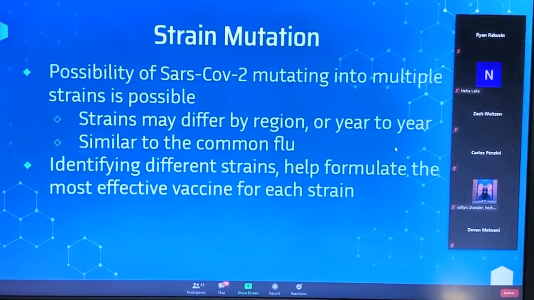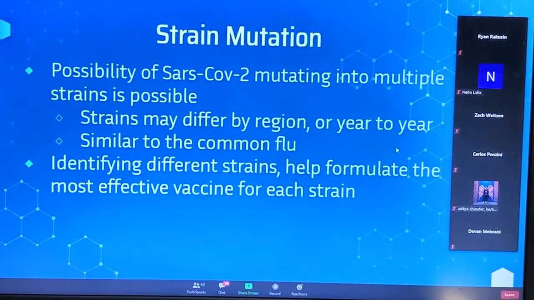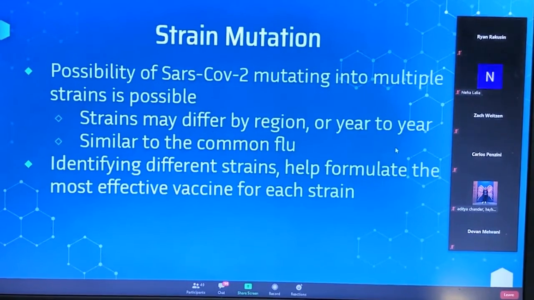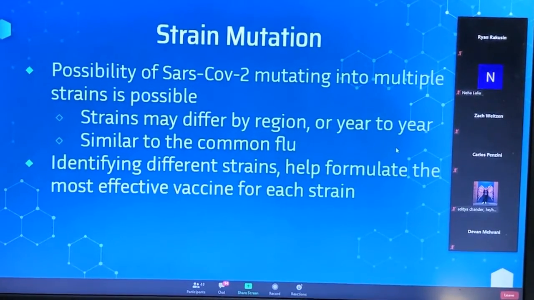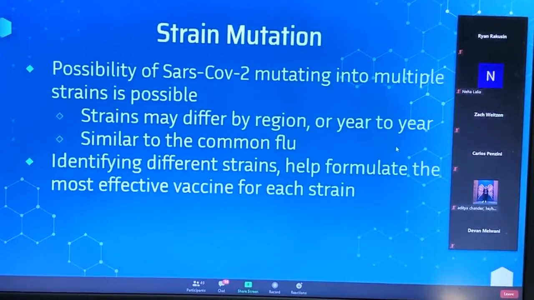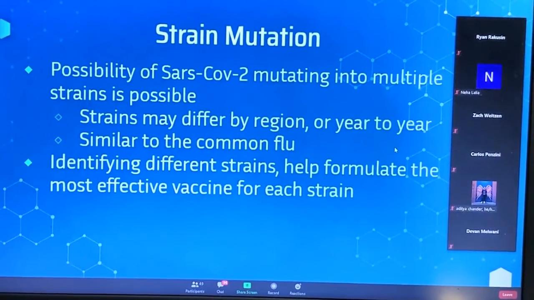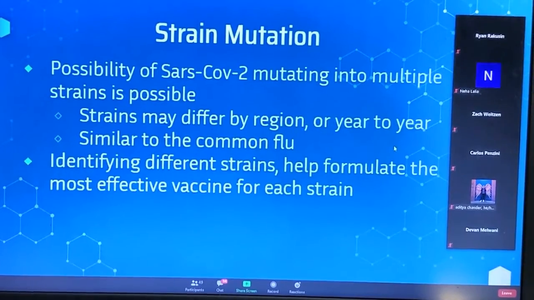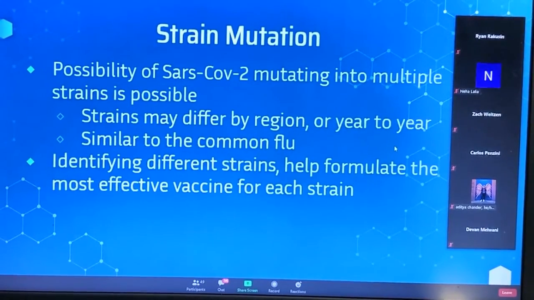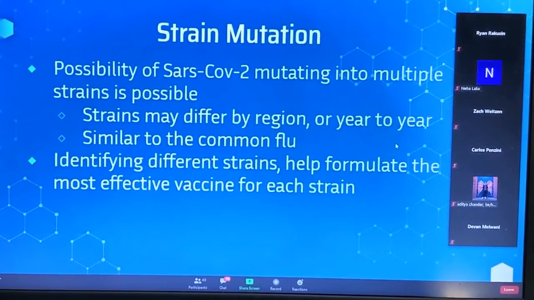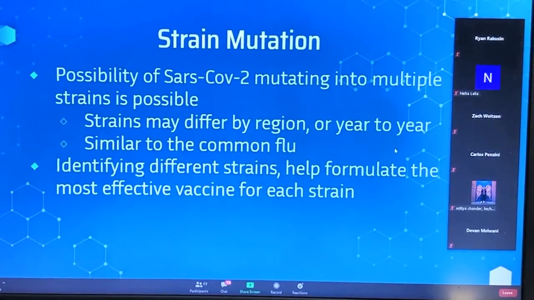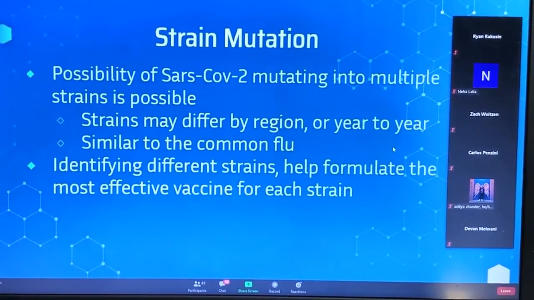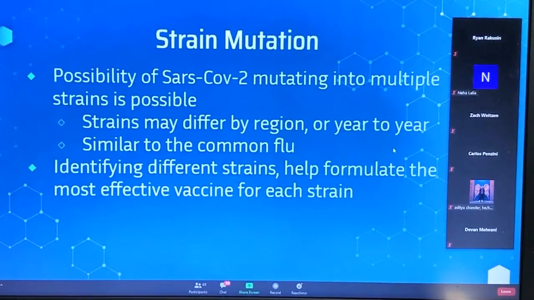The second would be to understand strain mutation. And with any virus, it's very possible that the virus mutates into multiple strains. And these strains may differ by different regions or from year to year, very similar to the flu. If you didn't know, the flu, we have to take a flu vaccine every year because the flu virus mutates every year and the vaccine won't work for the previous flu. The same way, there's different flu vaccines for different regions of the world. So the US's flu vaccine may be different than Asia. And identifying these different strains help formulate the most effective vaccine for each different strain in each different region.